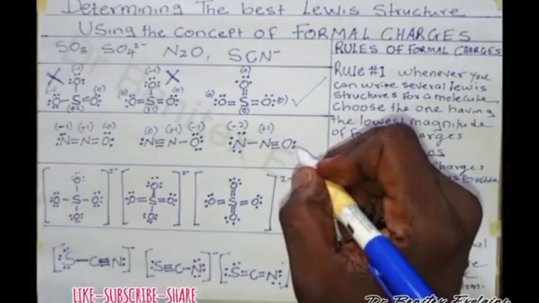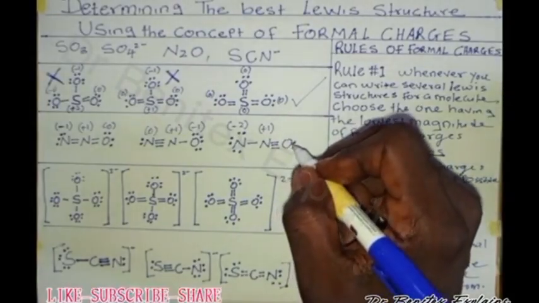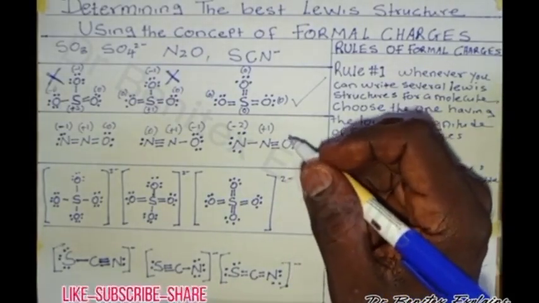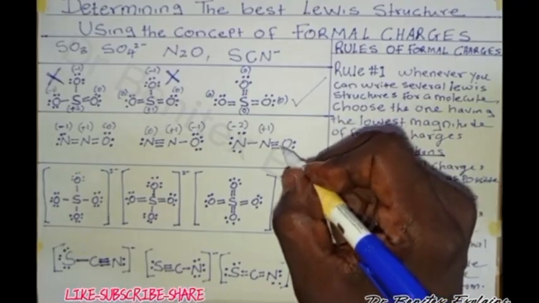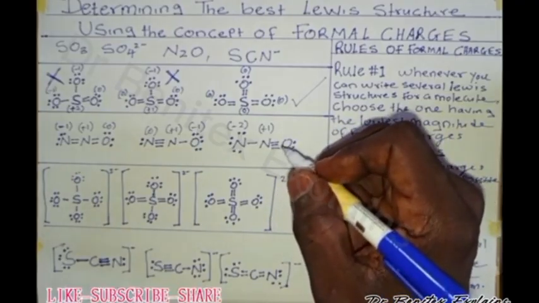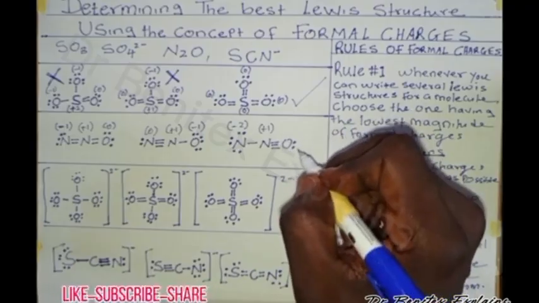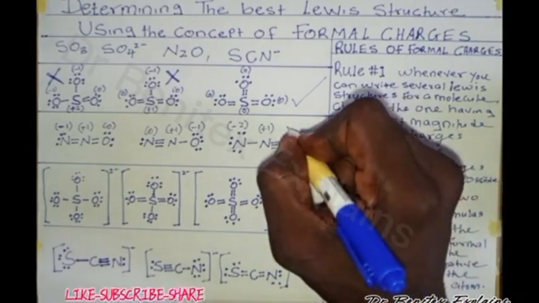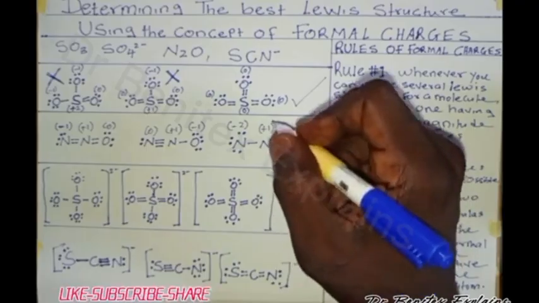Okay, let's check out this oxygen here. Oxygen is in group 6. 6 minus 1, 2, 3. 6 minus 3 is 3. 3 minus 2 is 1. So you have a +1 formal charge here. All right, that makes a lot of sense.